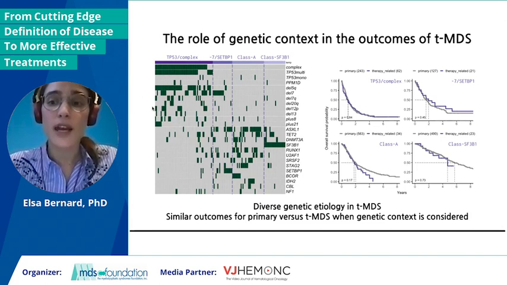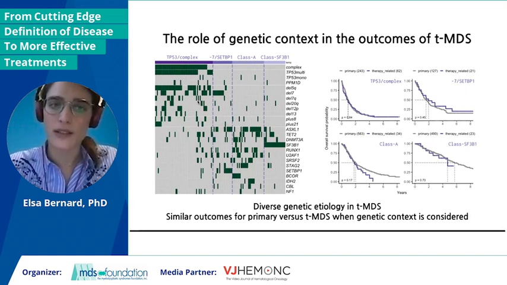And we do observe that the outcomes of therapy-related MDS are different across the subgroups, and they are no different from primary MDS within the respective subgroups. So when we account for the genetic context, we don't see main differences between primary and therapy-related.